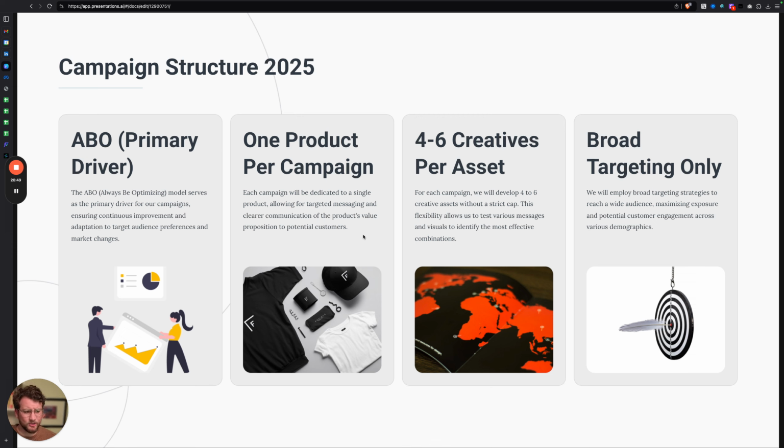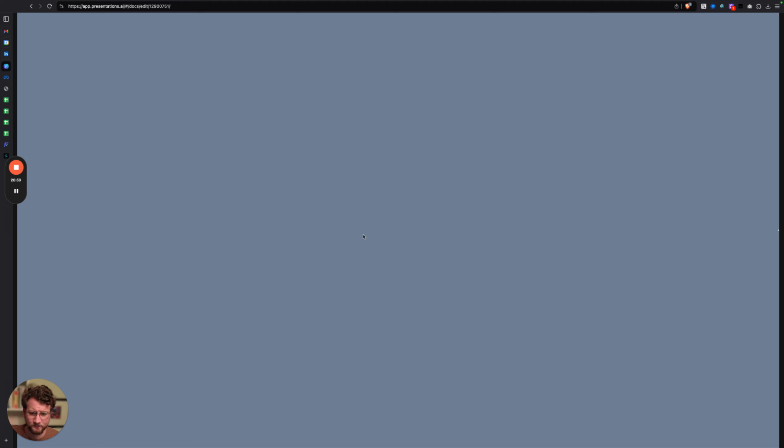And again, reiterating, broad targeting only. I think we've been screaming this for two years now, but I still do see some very interesting things happening on that front in some accounts.